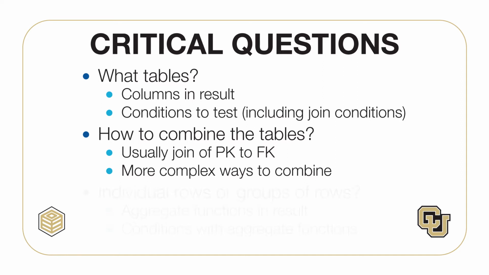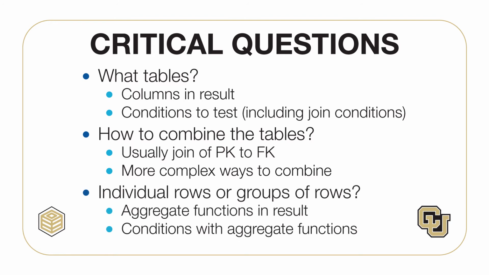For the third question, you should look for computations involving aggregate functions in the problem statement. For example, the problem "list the name and average grade of students" contains an aggregate computation for the average. You should also look for conditions that involve aggregate functions, such as a requirement to list course offering details containing more than 30 students. Aggregate functions needed in the result and/or conditions involving aggregate functions indicate that the problem involves groups of rows rather than just individual rows.